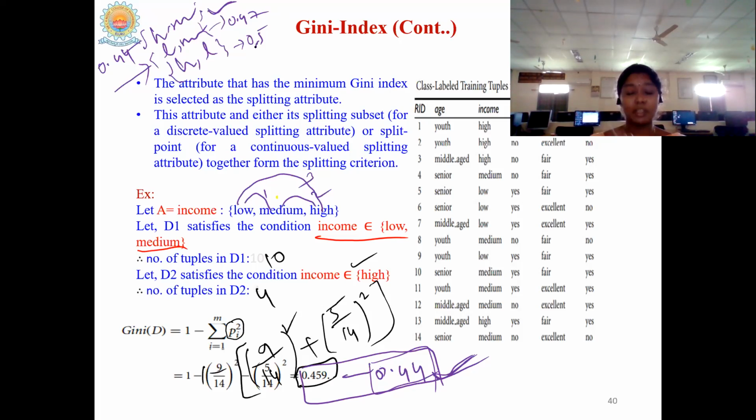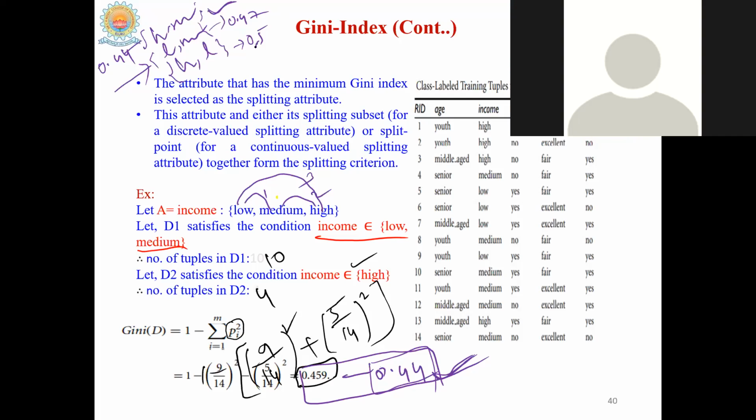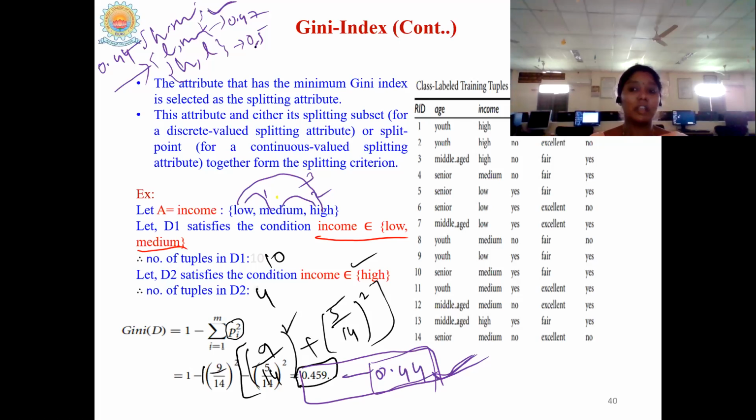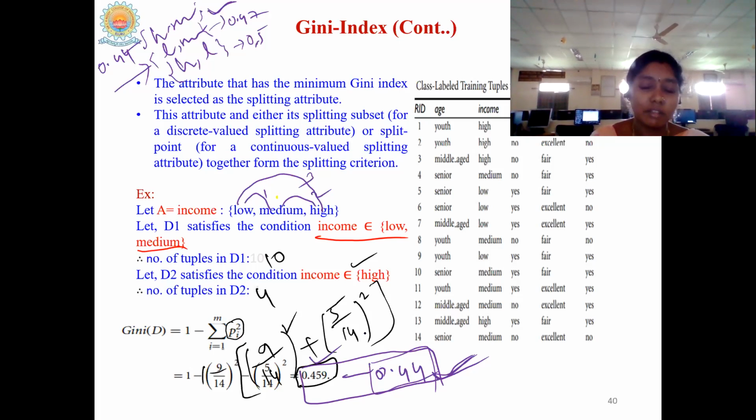Out of three, which subset we need to select? High medium, ma'am. Lowest. Why? Because lowest GINI index. Yes, 0.44. So the subset which gets the lowest GINI index for the split value, we need to consider that only. So we need to subtract that from the GINI index of the entire data set.